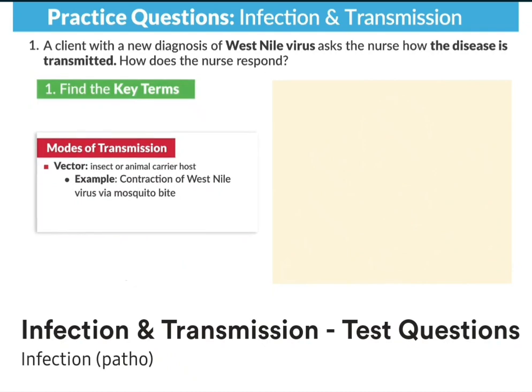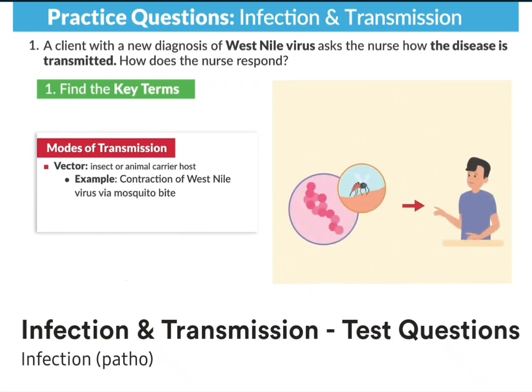Okay, let's break this question down. So always look at the key words in the question first, and then think of a few things you know about that. So West Nile virus, this is transmitted via vector, insect or animal carrier host. So an example again, contraction of West Nile virus via mosquito bite. So the memory trick is the V for vector. Think of the V, West Nile virus.